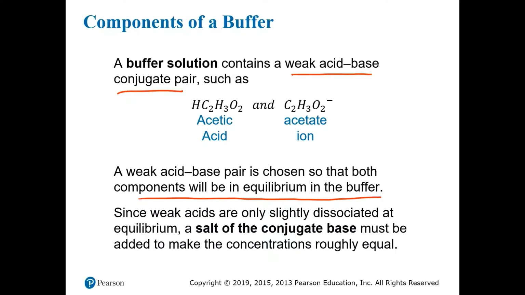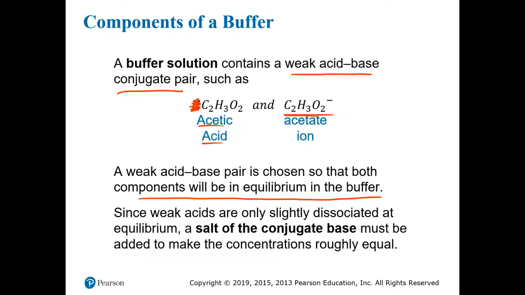In this example, you have acetic acid, HC2H3O2, and the acetate ion, C2H3O2-. If you take the formula for acetic acid and you remove the hydrogen ion in front, then you end up with the acetate ion. That's how you know that this is a conjugate pair. If you try and use a strong acid or a strong base in a buffer solution, it'll fully dissociate and the conjugate won't be powerful enough to provide any neutralizing power to the buffer.